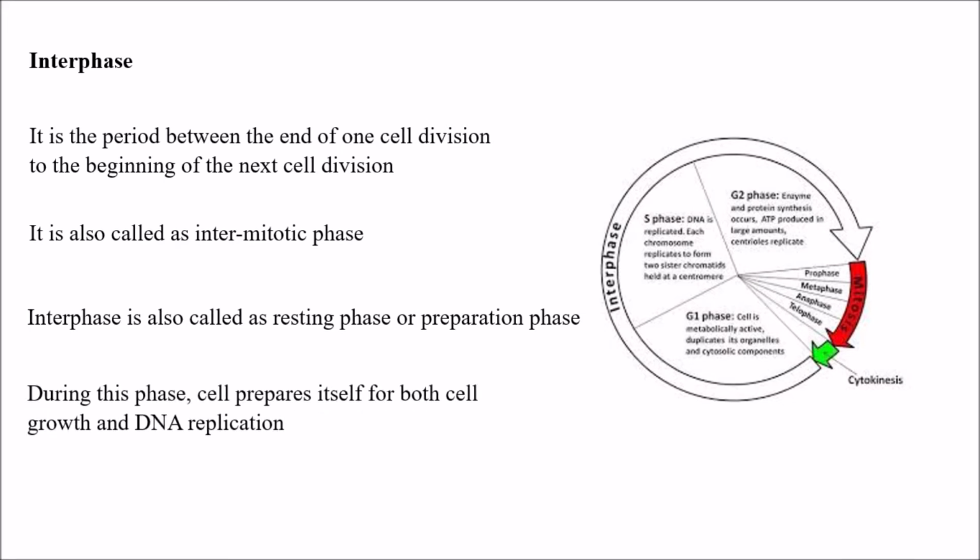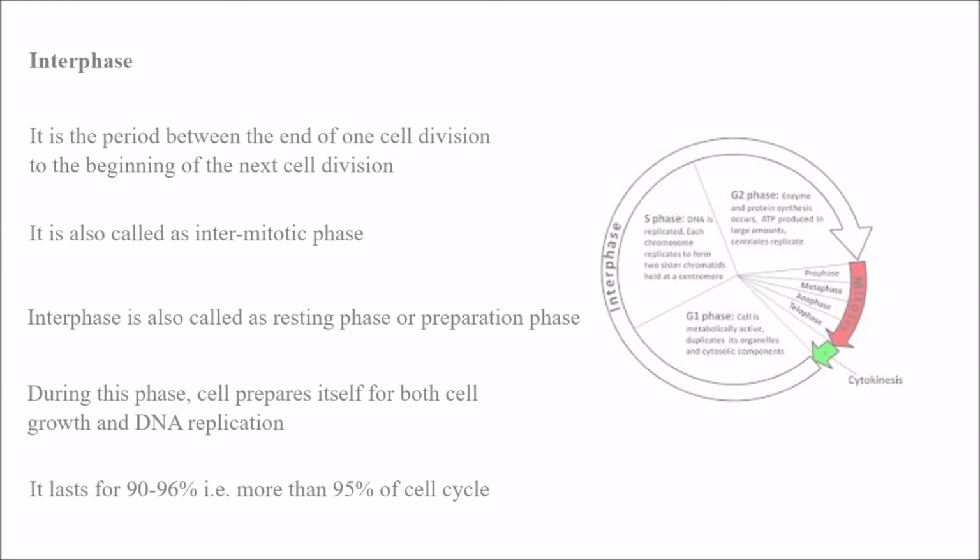During this phase, the cell prepares itself for both cell growth and DNA replication. So, what is the importance of interphase here? In interphase, the cell prepares itself for both cell growth and DNA replication. It lasts for 90 to 96%, that is, more than 95% of the cell cycle is interphase. If you take 100% of the cell cycle, more than 95% consists of interphase.